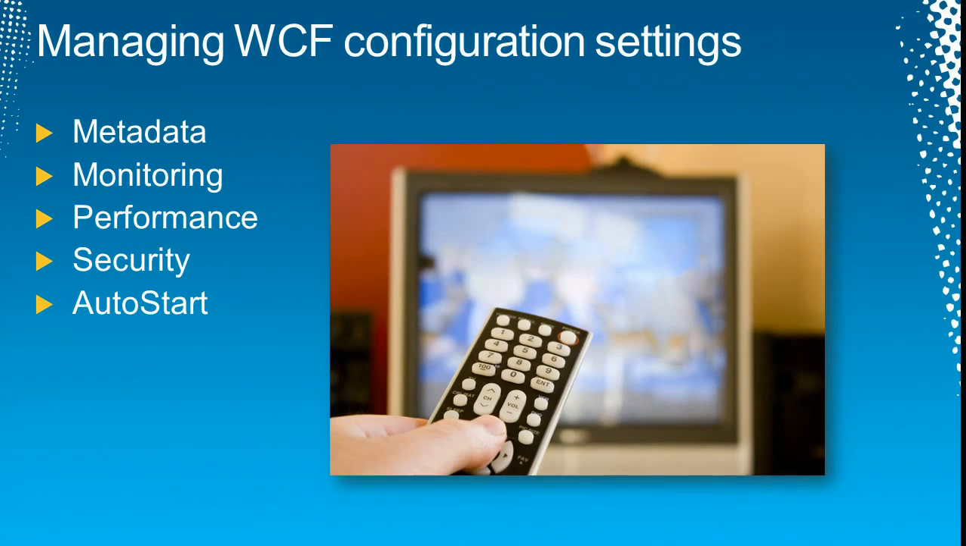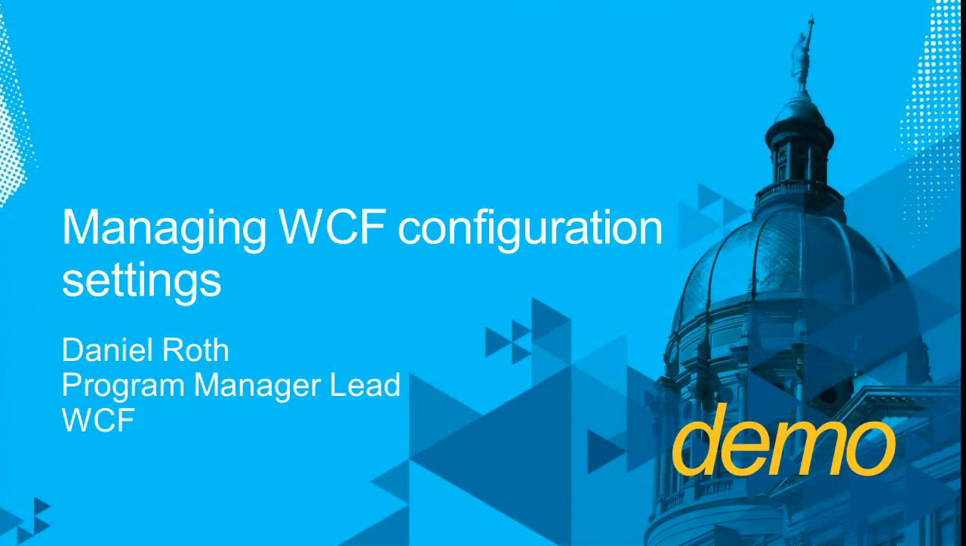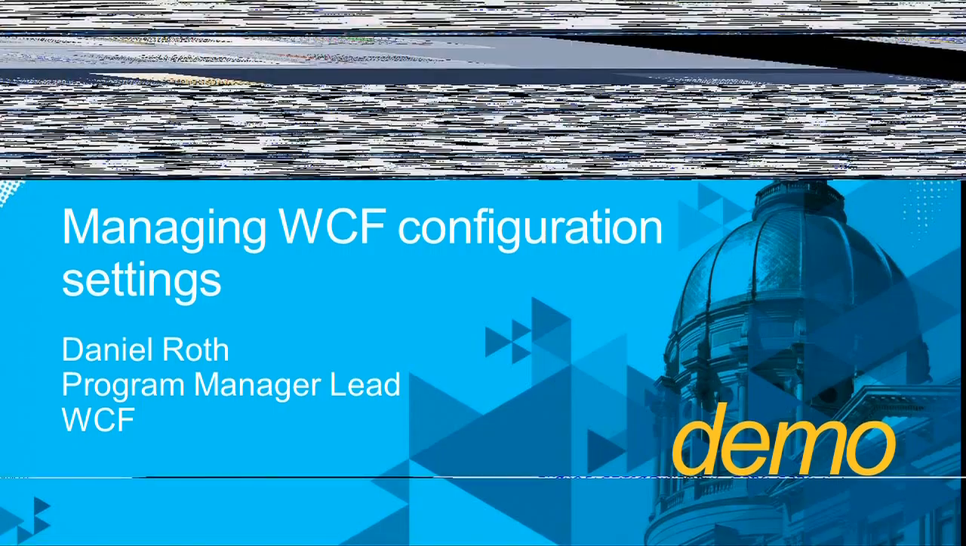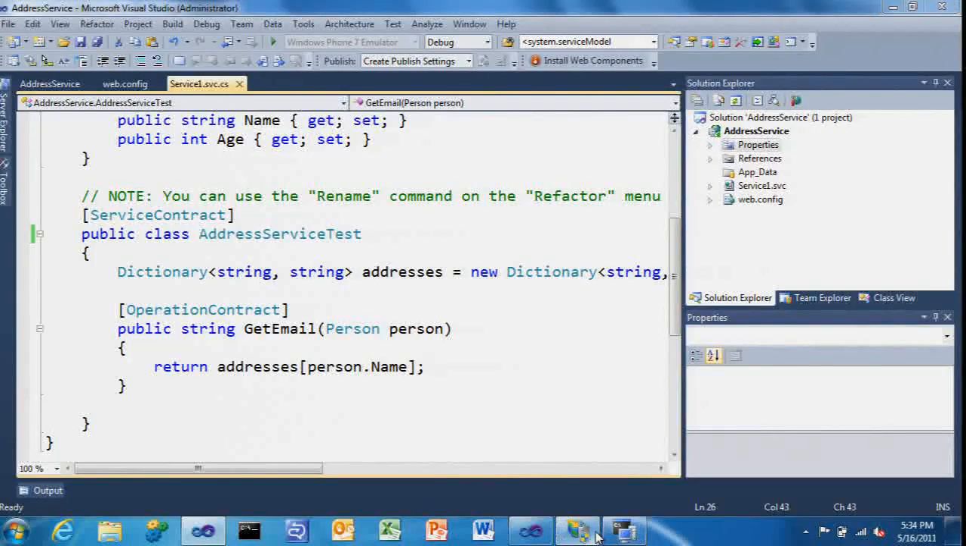Okay. In addition to actually being able to see these troubleshooting problems, you can also do configuration to deal with your runtime configuration. You can deal with your metadata settings, your monitoring and diagnostic settings. You can tune for performance. You can configure for security. You can configure auto start. And Windows Server App Fabric provides you some tooling for doing that. So quickly, I'm going to show you how you do that. Going back to IIS Manager.